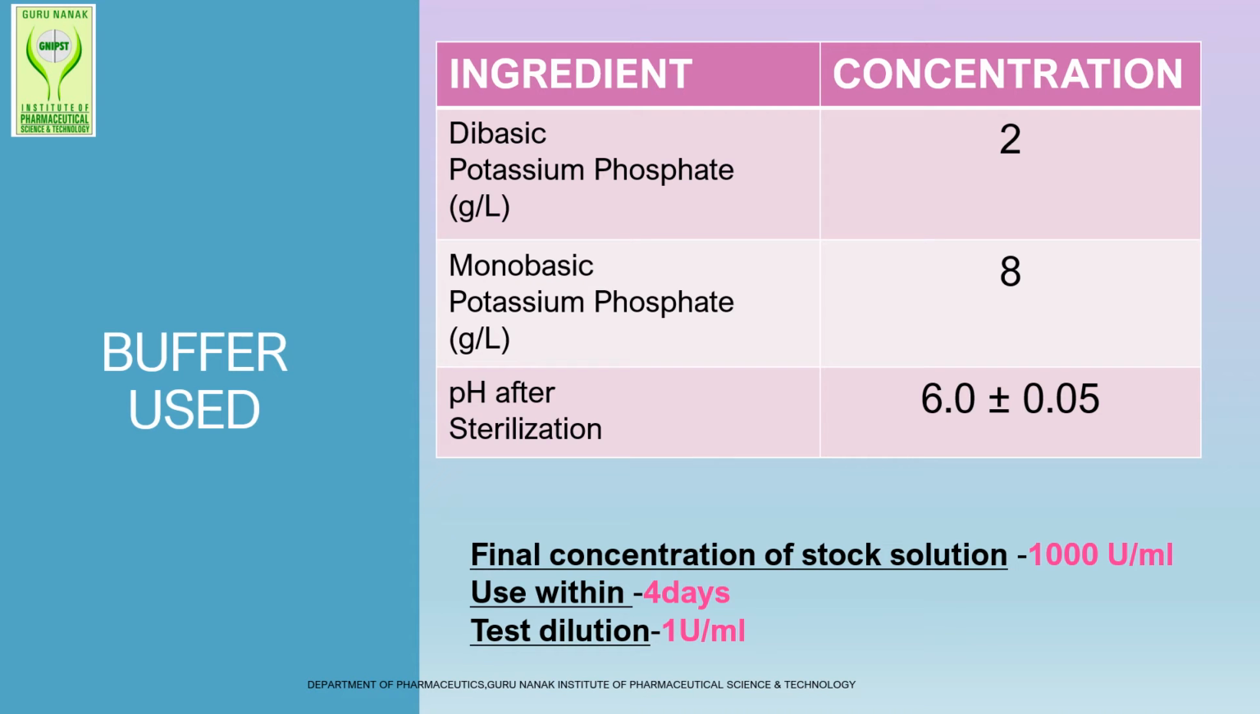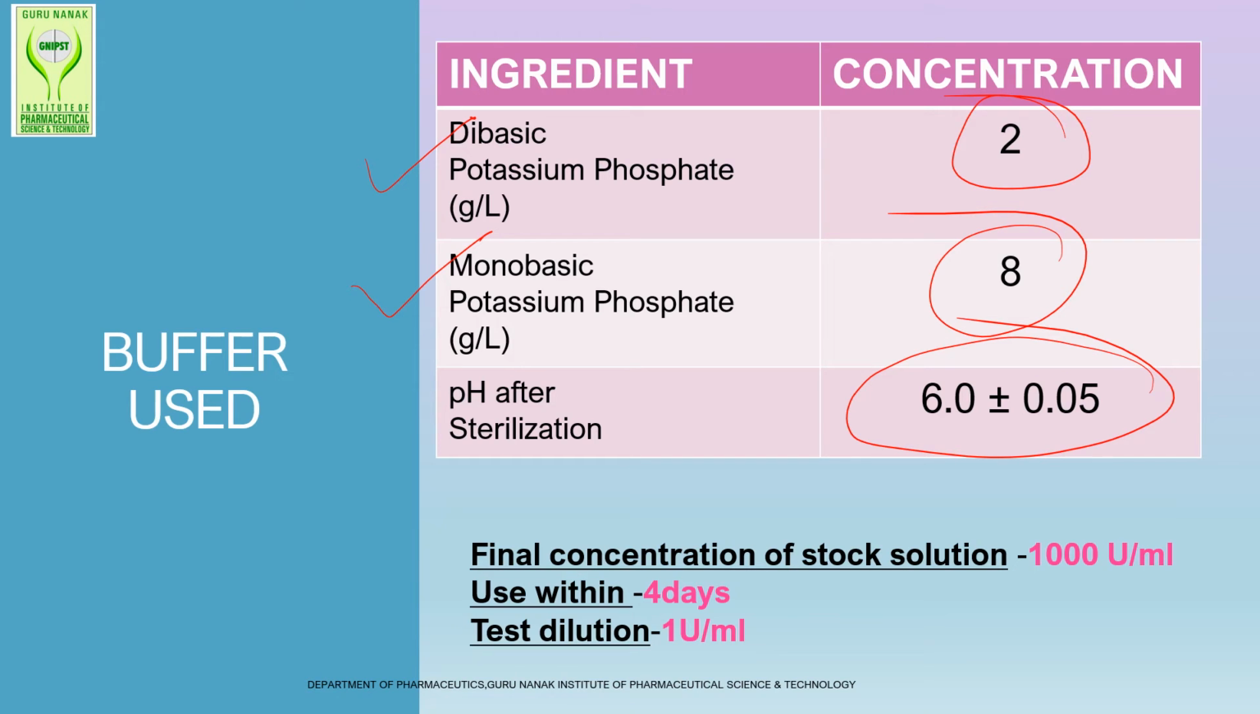Next we go to the buffer used to prepare the stock solution. The different ingredients are dibasic potassium phosphate, which is required at 2 gram per liter, and monobasic potassium phosphate, which is required at around 8 gram per liter. The pH after sterilization should be around 6, with a limit of plus or minus 0.05. The final concentration of the stock solution should be around 1000 units per ml. It should be used within 4 days, and the test dilution should be around 1 unit per ml. That means a 1000 times dilution is occurring here.